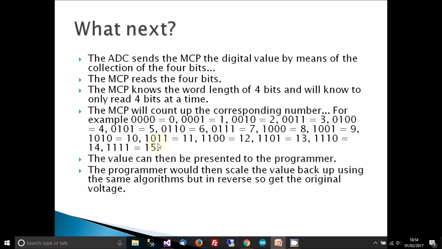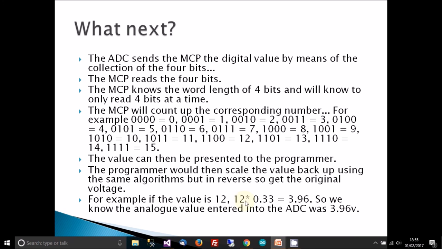And then from the number it gets here, 15, 6, 7, whatever it is, the program can then scale the value back up using the same algorithms but in reverse. For example, if the value is 12, 12 multiplied by 0.33, which is the amount of voltage step per number, we can multiply the number by the voltage step and get the actual voltage that was input. So we can know the analog value which was initially entered into the ADC. If the conversion is 0010 or 2, you know that the voltage entered in is 0.66 volts. And that's how they work.